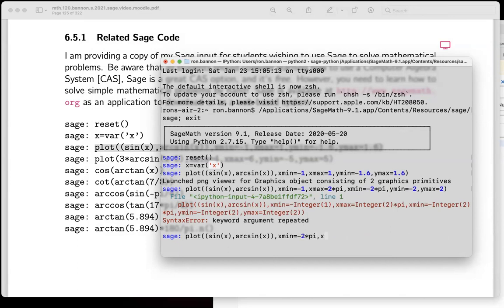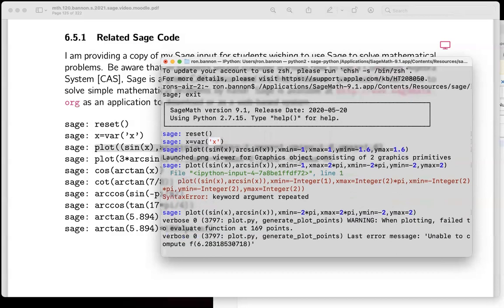X max equals 2 pi. And you can make mistakes too. Let's see, y min. I think I said -2 last time, right? -2 and let's see. I guess y max now, right? And let's make it 2. Make another mistake, I'll just come back with some kind of cryptic error, but it can't hurt to read it.